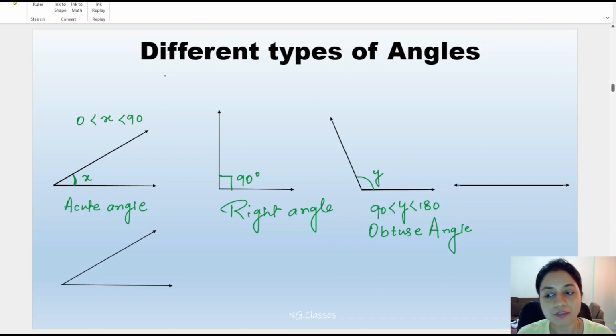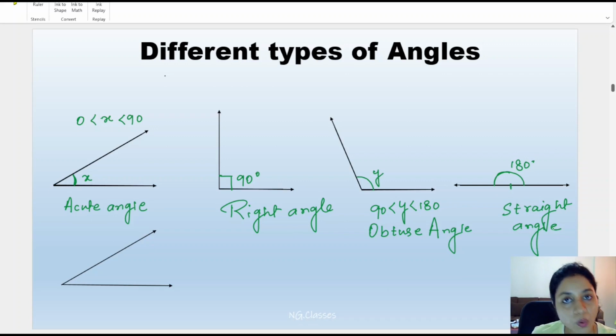After that, we are having the straight line angle, which is of 180 degree. So, this total is 180 degree. And that's called a straight line angle because whenever we draw 180 degree, we will find that we got a straight line. That's why 180 degree is called a straight line angle or a straight angle.